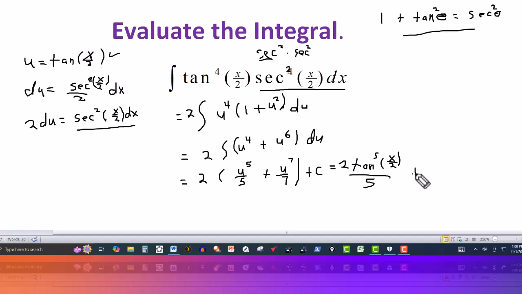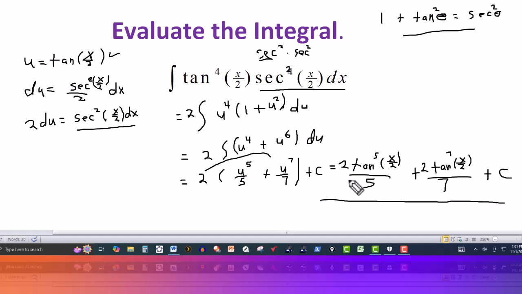Then it's a plus, and then it's 2 times the next one. So this will be 2, and then u, again, is tangent, in this case taken to the 7th power, of x over 2. So put the 2 here, the 7 over here, and it's plus the constant of integration. So the final answer is 2 tangent to the 5th of x over 2 over 5, plus 2 times tangent to the 7th of x over 2 over 7, plus the constant of integration.